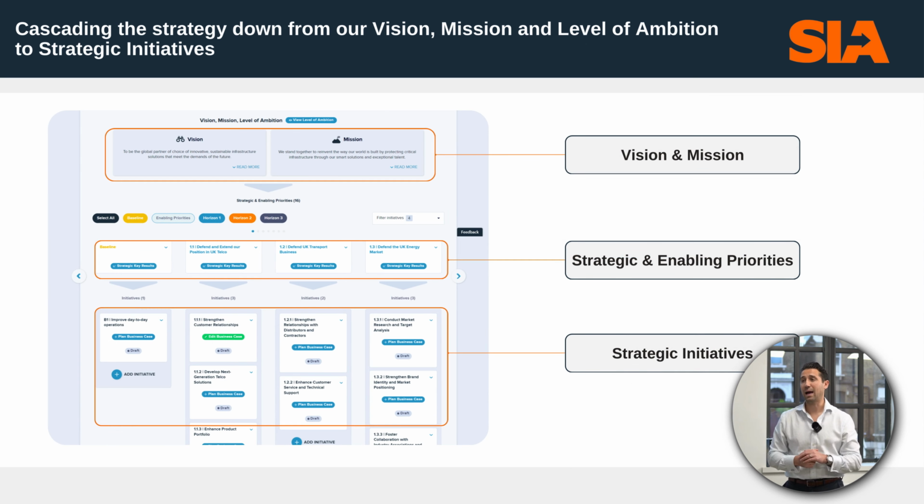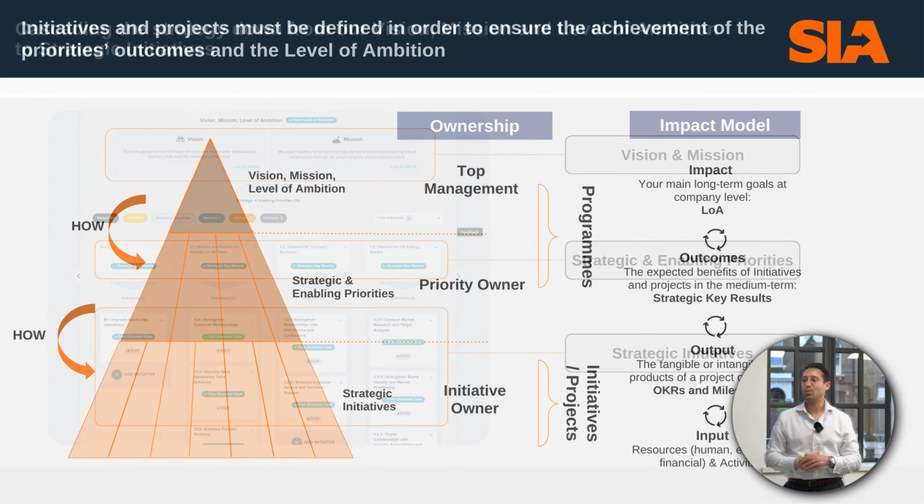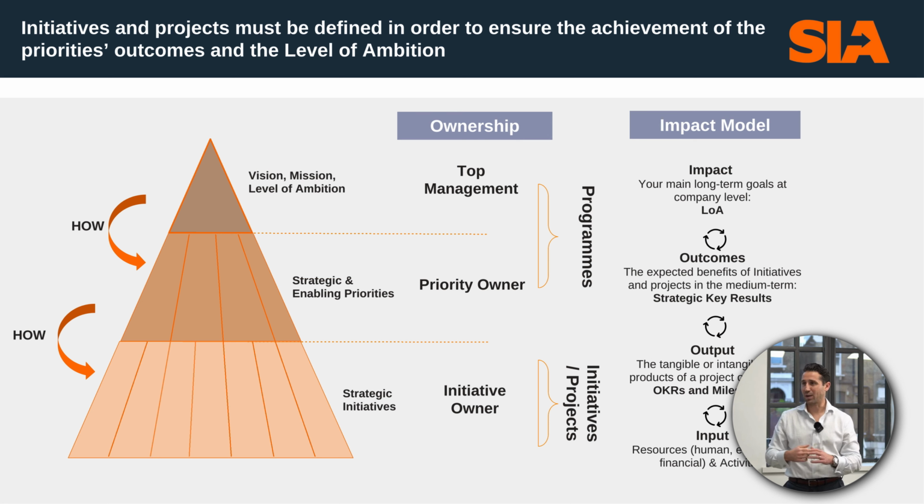Finally then, how do we track? How do we cascade it down from the vision and mission through strategic and enabling, through strategic initiatives as we see here? How do we ultimately monitor the entirety of this process? We monitor this process by looking at how we're going to track each element and the timelines through which we track them.